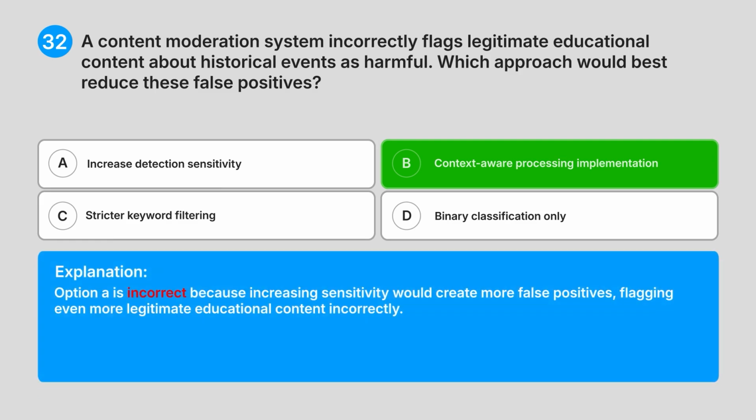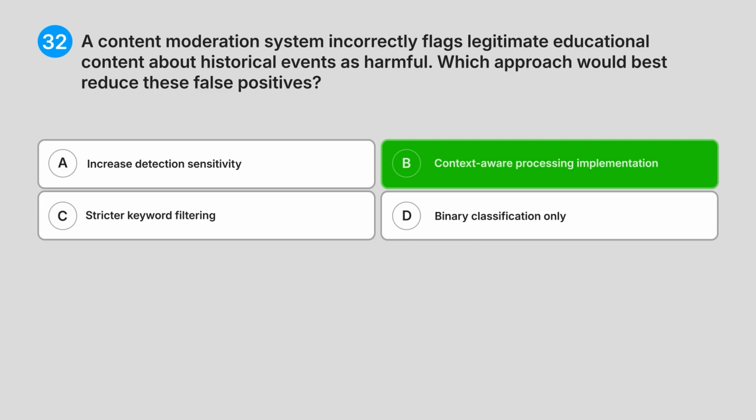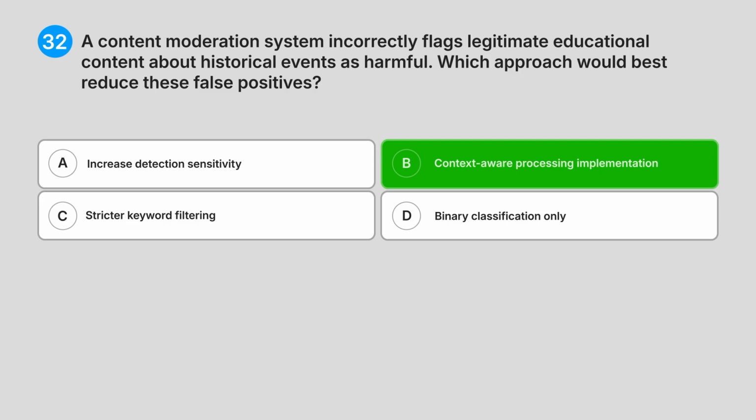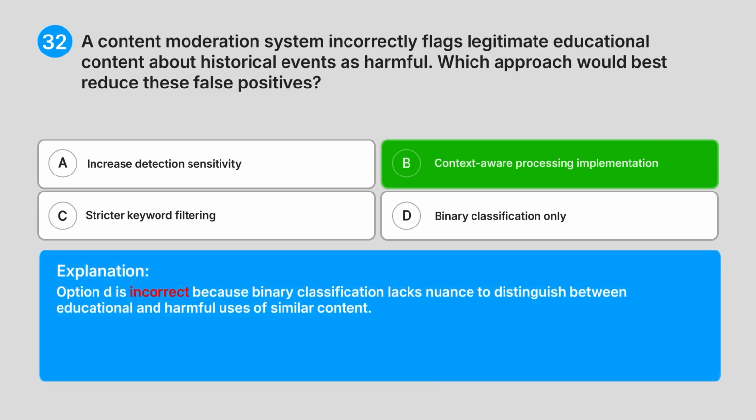Option A is incorrect because increasing sensitivity would create more false positives, flagging even more legitimate educational content incorrectly. Option C is incorrect because stricter keyword filtering would increase false positives by ignoring the educational context of sensitive terms. Option D is incorrect because binary classification lacks nuance to distinguish between educational and harmful uses of similar content.